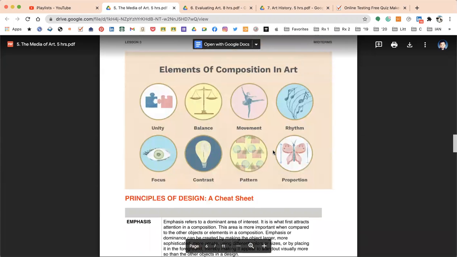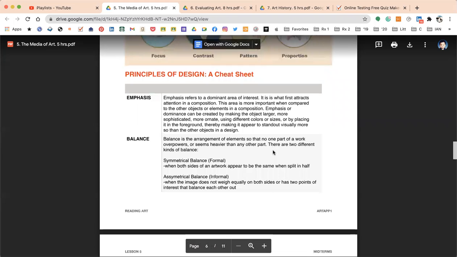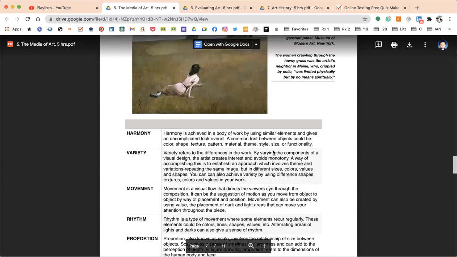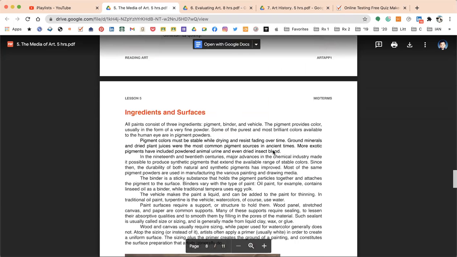When you talk about the elements of composition in art, there are actually eight that we always focus on as teachers, students, or critics. You have unity, balance, movement, rhythm, focus, contrast, pattern, and proportion. There is a cheat sheet included in your module. If you want to be refreshed or to memorize and know these things, just go over those terms and their definitions.